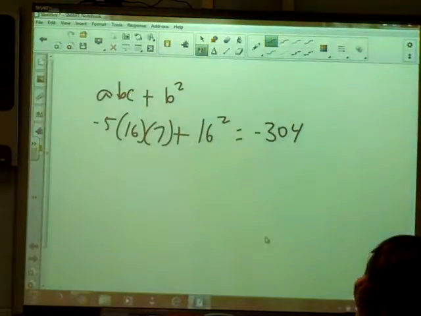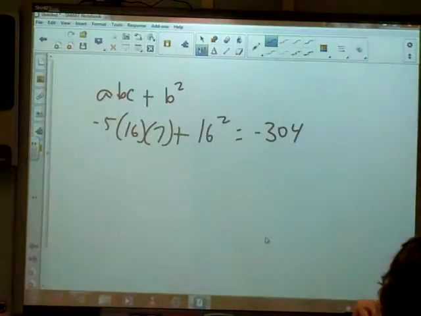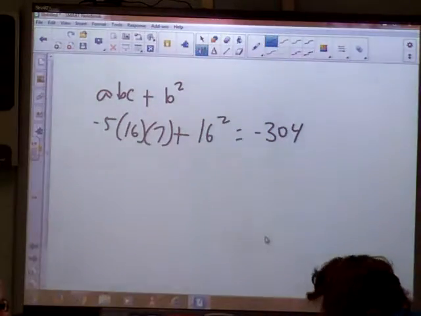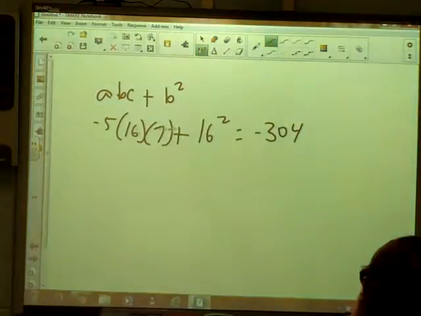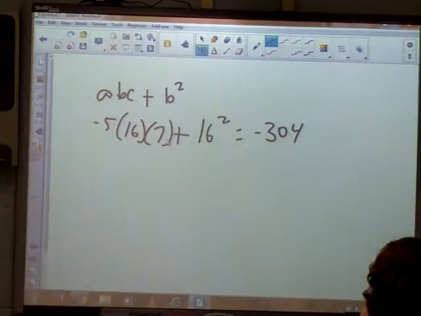Wait. Type it in the calculator? Uh-huh. How would you get that? I'll type that in the calculator. But okay, can you do it? No. I don't have to type A, B, C. Look, A is negative 5. You type negative 5 times 16. You don't type the letters in, you plug in. Oh, you type what you should plug in? Uh-huh.